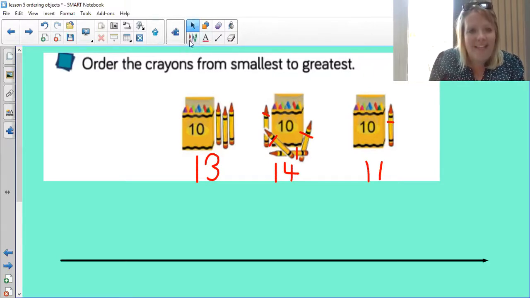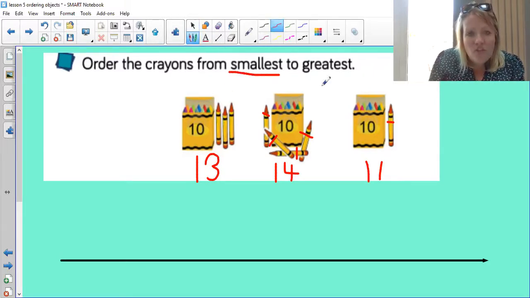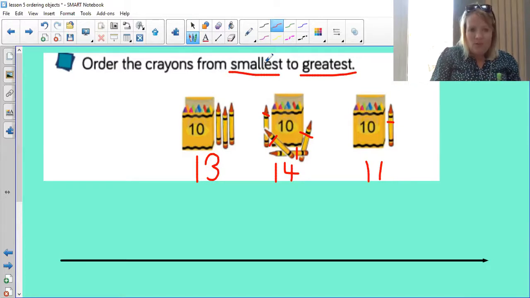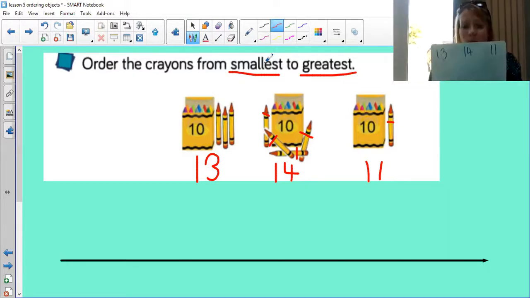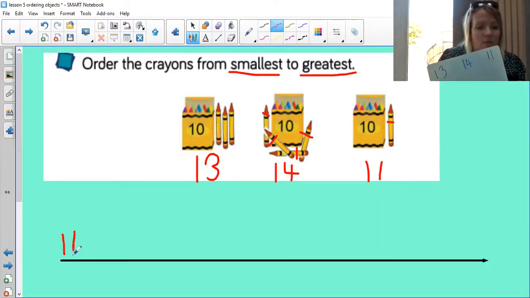So it says, order these from smallest to greatest. So what's the smallest number I've got? Is it 13, 14, or 11? The smallest. The least amount I've got. Great job, guys. Yes, 11 is the smallest value.